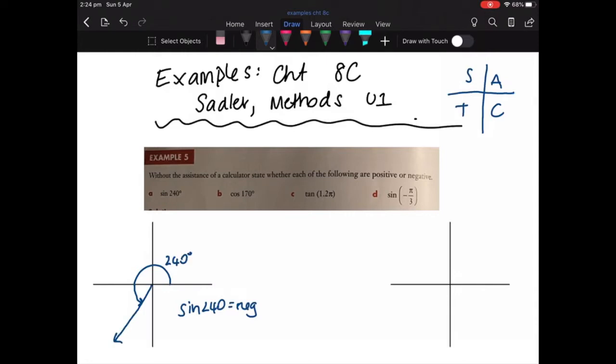Next one, cosine of 170. So 180 would be all the way, so it's not quite there, so it's going to come out somewhere like here. So this is 170 degrees. In this second quadrant, only sine is positive. So the cosine of 170 will be negative.